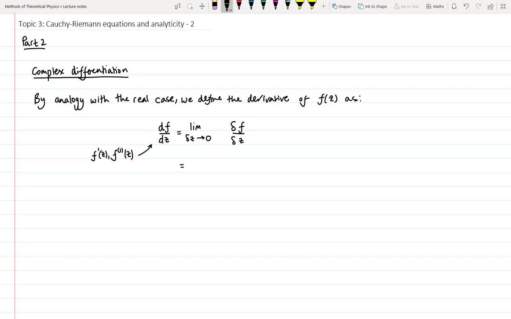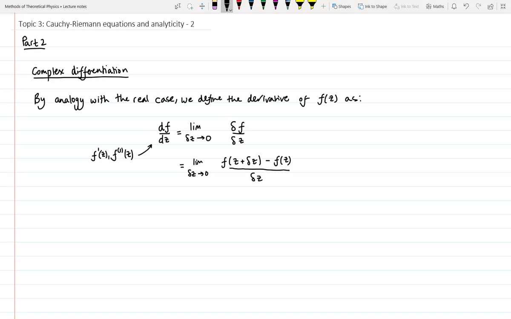And we can also write this as the limit of delta z tending to 0 of the function value at the point in the complex plane z plus delta z, minus the value at z, and then divided by this small change.